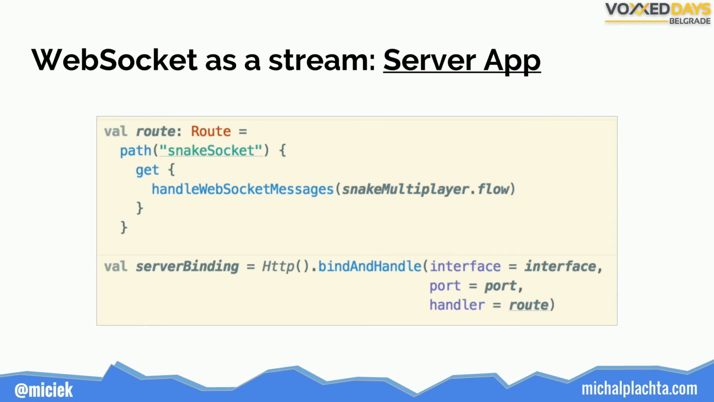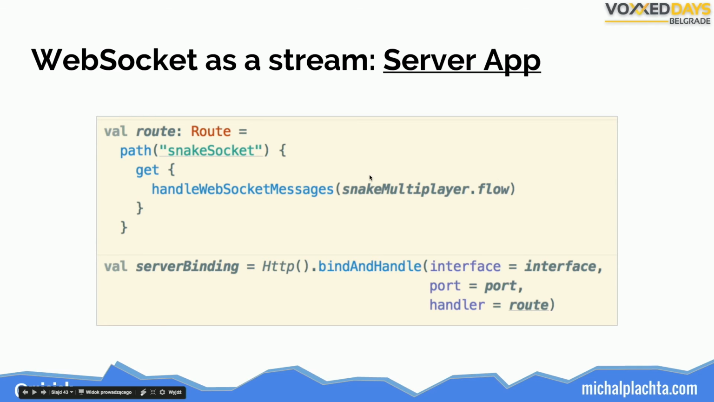And this is how it looks in Akka's code. Who of you was at my talk yesterday? Okay, so this again is a route that we use in order to specify the web server. But what we get here is a helper function, handleWebSocketMessages.